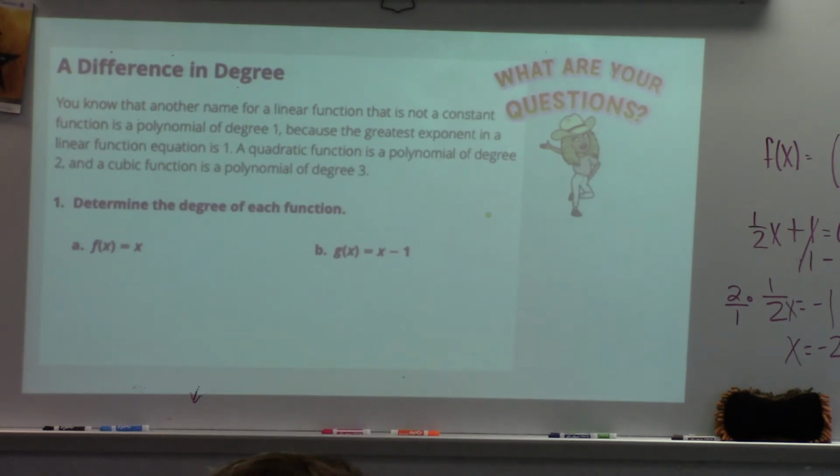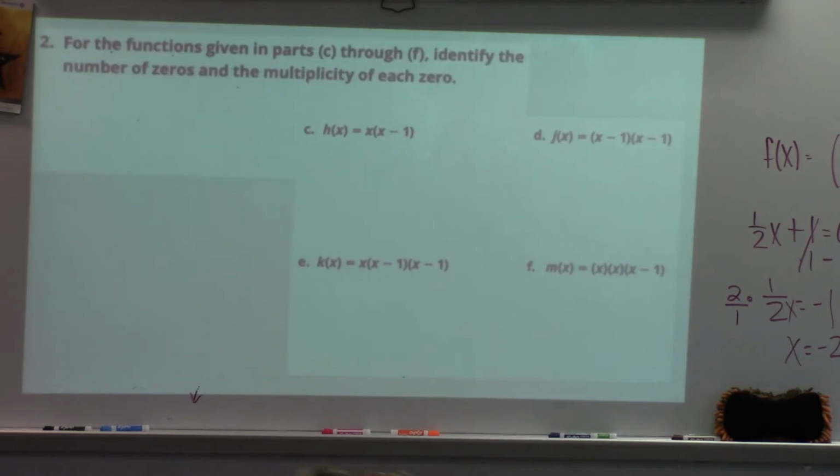Okay, so let's get back to this. We're determining the degree of the function, but then in number 2, it wants you to pay special attention to just C through F. You're going to identify how many zeros this function has, how many and what they are, and then what the multiplicity is. So, what is multiplicity? Look at your book and tell me what it says multiplicity is. How many times there are.